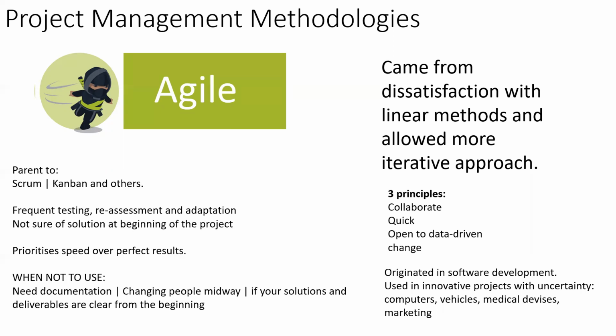Okay, so Agile really has become a bit of a parent project management method to a number of methodologies. So I've said Scrum and Kanban, but there are a number of them. It allows for frequent testing, reassessment, and adaptation of what you need to achieve. So this is really good when you're not sure of the solution. You know you have to have a solution, but you're not exactly sure what that looks like yet. Agile is quite a good method to use. It prioritizes speed over perfect results. It's not to say that the results are subpar, but they're not necessarily perfect. So just remember that one.